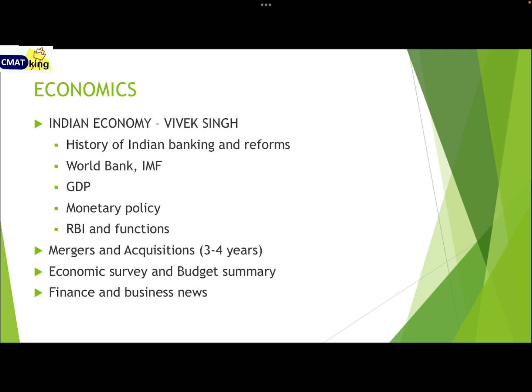And if there are finance and business related news items coming up, you have to be attentive to those, and some amount of curiosity will take you a long way in this topic. For example, if the news comes that RBI has decided to increase its repo rate, then you can Google what is repo rate and try to learn a lot.